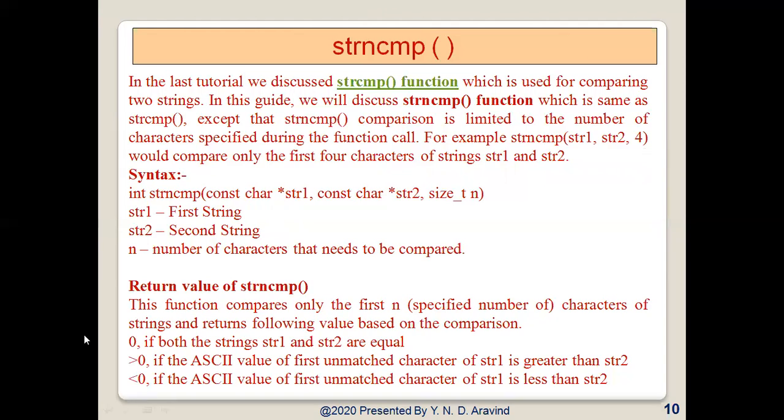It will return a 0 value if the first 4 letters of string 1 and string 2 are equal. It returns a value greater than 0 if the ASCII value of the first unmatched character of str1 is greater than that of str2. It will return a value less than 0 if the ASCII value of the first unmatched character of str1 is less than that of str2.